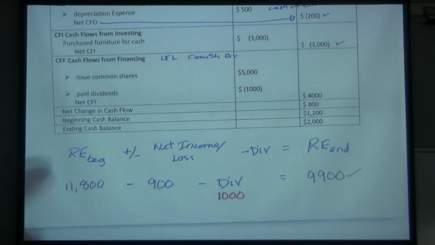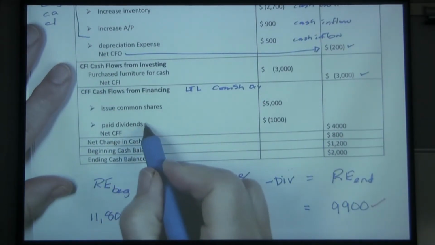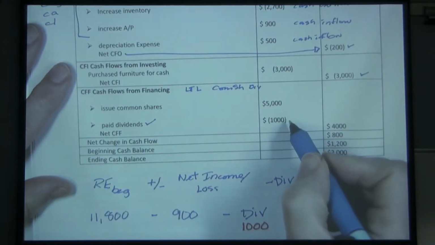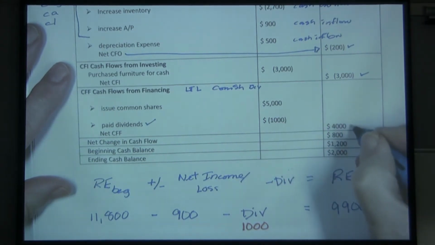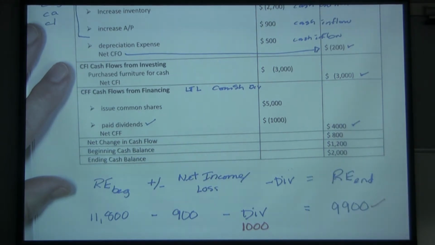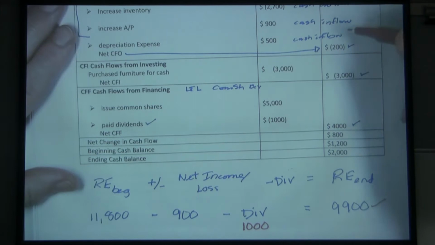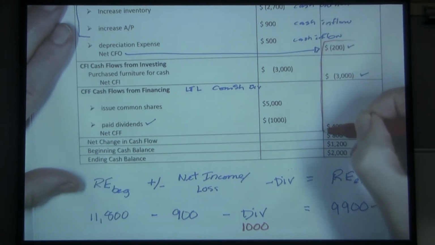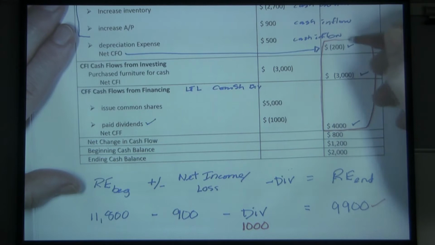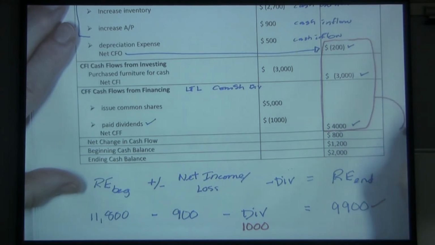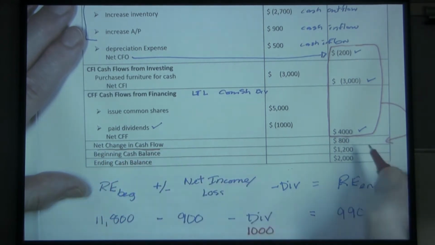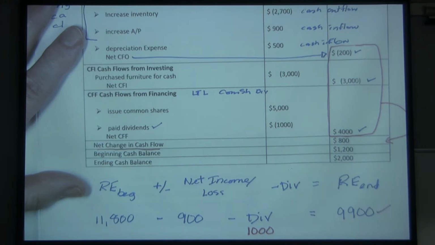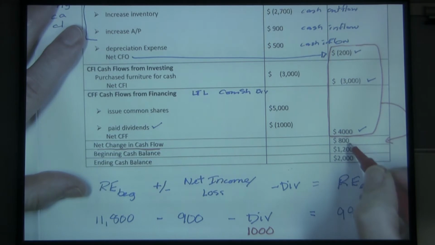So going back to our CFF section, we did in fact pay dividends, and they are negative $1,000. So our CFF section altogether is a cash inflow of $4,000. We take these three amounts, CFO, CFI, and CFF. We add and subtract together to get our net change in cash, which is positive $800. Okay, so 4,000 minus 3,000 minus 200 would be $800.